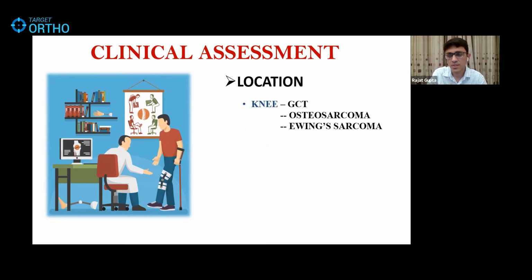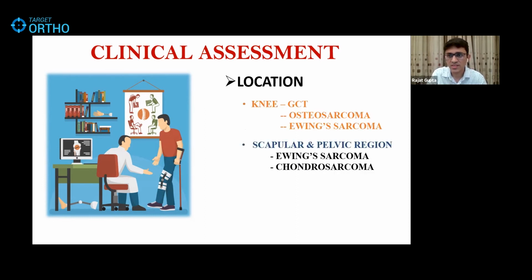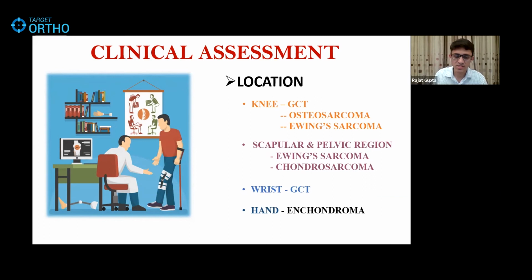Second is the location of the tumor, as when the patient presents to you. For example, if it's a lesion in the knee, the most common tumors are usually giant cell tumor or osteosarcoma or an Ewing sarcoma. In case of the scapular or pelvic region, the flat bones, we have Ewing sarcoma in the children and chondrosarcoma in the adults and elderly age group. And in the wrist, again, the common tumor seen is giant cell tumor, and in the hand, the most common is enchondroma. So just when the patient walks in, they tell, okay, I have some issue with my hand. If you see a middle-aged person, you can think that it could be a GCT or an enchondroma.